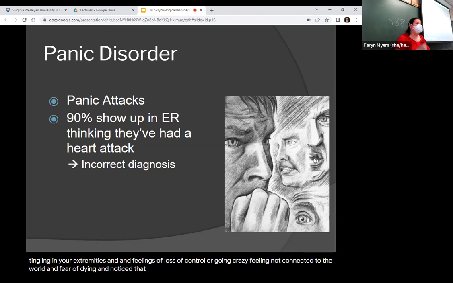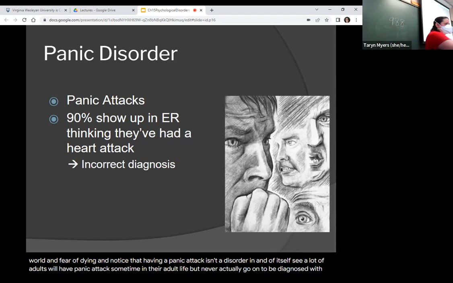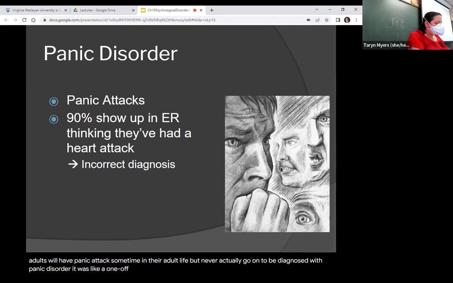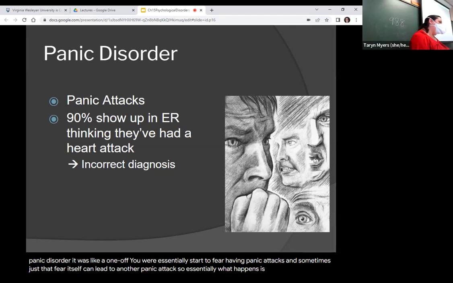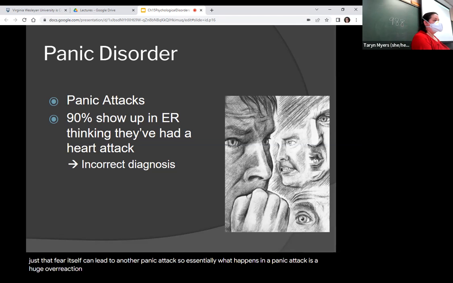And notice that having a panic attack isn't a disorder in and of itself. A lot of adults will have a panic attack sometime in their adult life, but never actually go on to be diagnosed with panic disorder because it was a one-off. Panic disorder is when you essentially start to fear having panic attacks, and sometimes just that fear itself can lead to another panic attack. So essentially what happens in a panic attack is a huge overreaction of that fight or flight response. And then you start misinterpreting all these body signals.